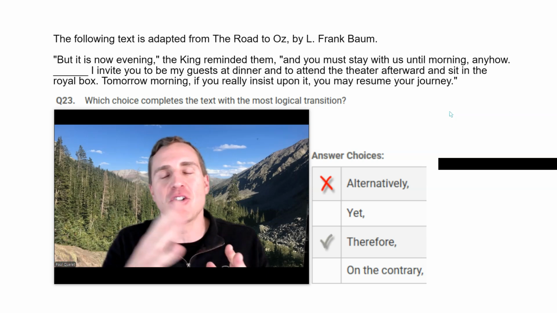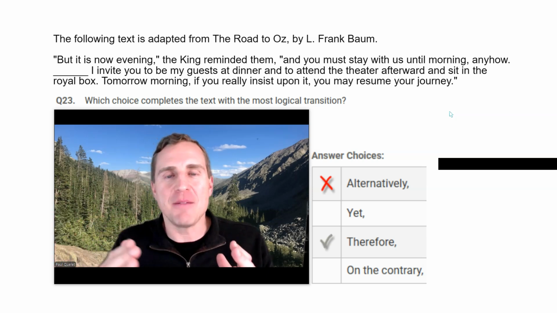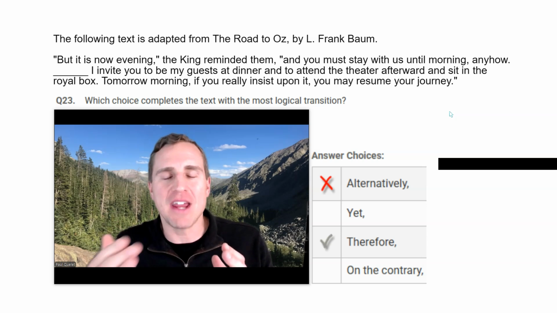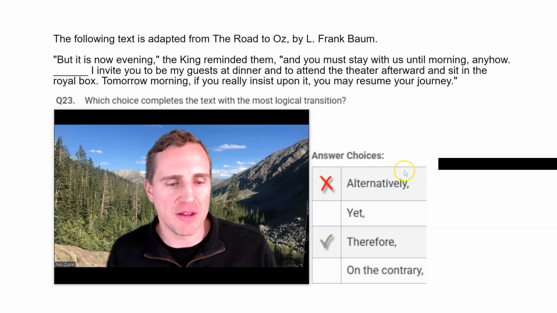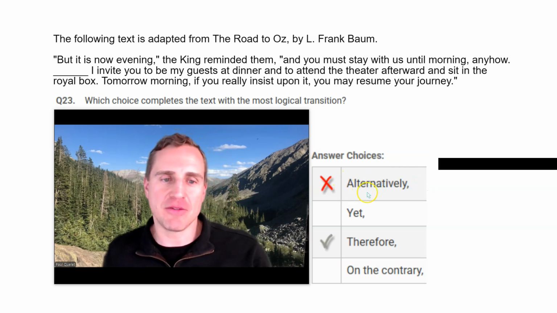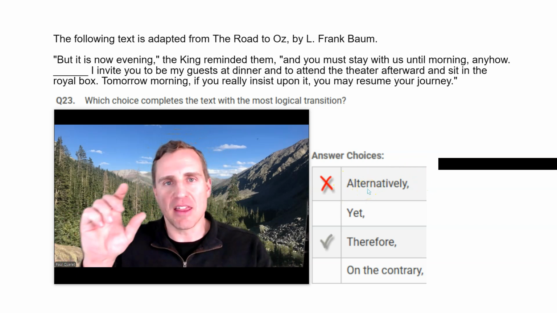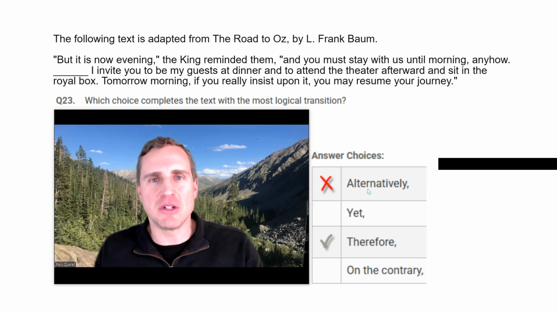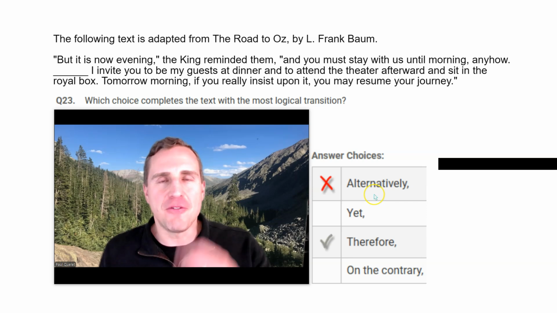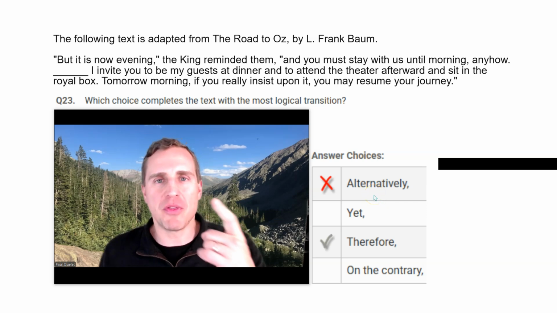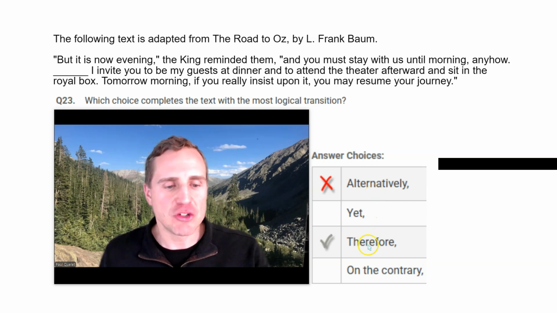In other words, dinner would be the natural next thing to invite his guests to if they're already not going on their journey. So we're not going to say alternatively, because we're not changing to a different alternative by going to dinner. It follows from what the king said that you must stay. So it's therefore. So hope that makes sense. We'll move on to the next one.